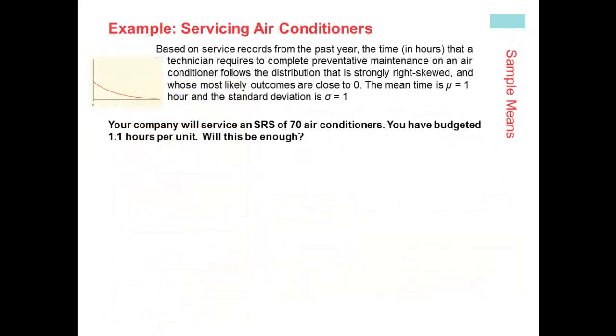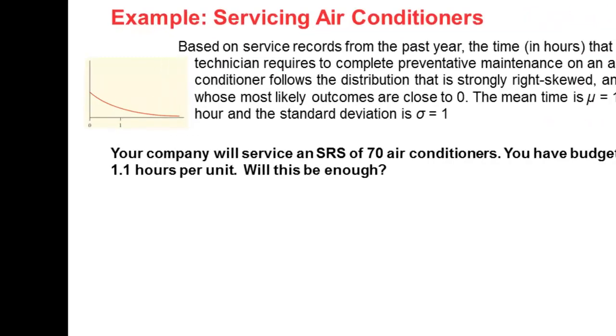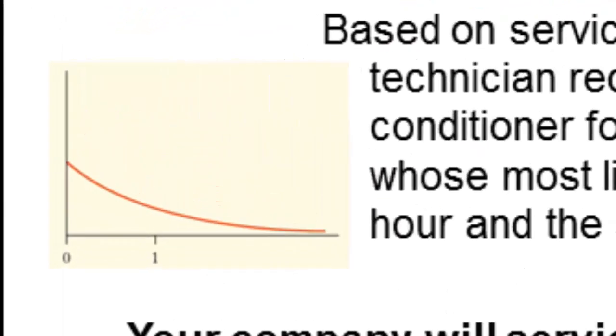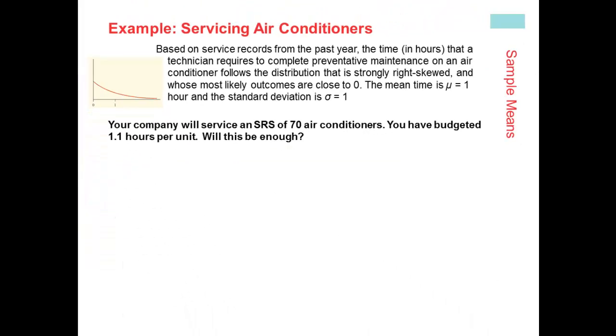Based on service records from the past year, the time in hours that a technician is required to complete preventative maintenance on an air conditioner follows a distribution that is strongly skewed to the right, where most likely outcomes are close to 0. The mean time is mu equal to 1 and the standard deviation sigma is equal to 1. These are parameters because all of the data has been collected and this is from the population.